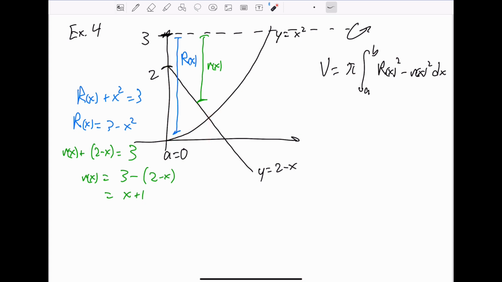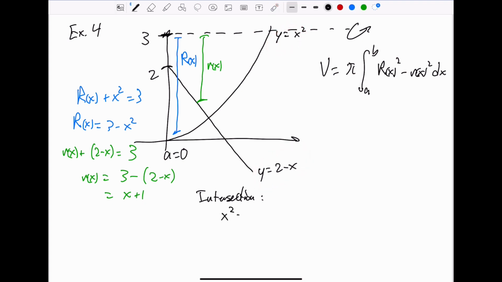What is this x value? How do I find that intersection point? Well, I take the two curves and set them equal to each other. So for the intersection point, I set the two curves equal. One of the curves is x squared, the other is 2 minus x.